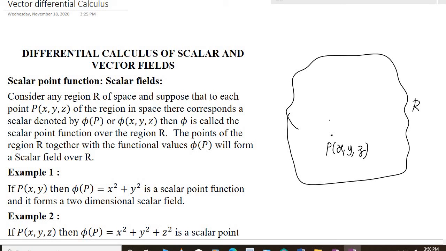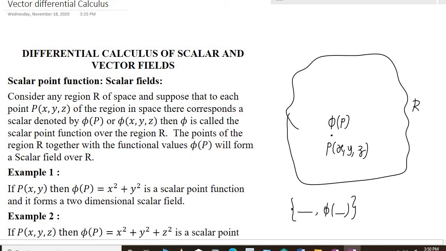region in space, there corresponds a scalar denoted by phi of P or phi of x, y, z. Then phi is called scalar point function over the region R, and the points of the region, together with the functional values phi of that corresponding point, form a scalar field over R.